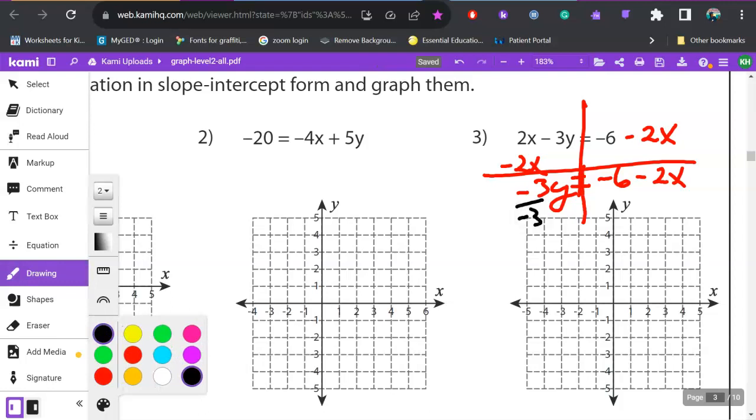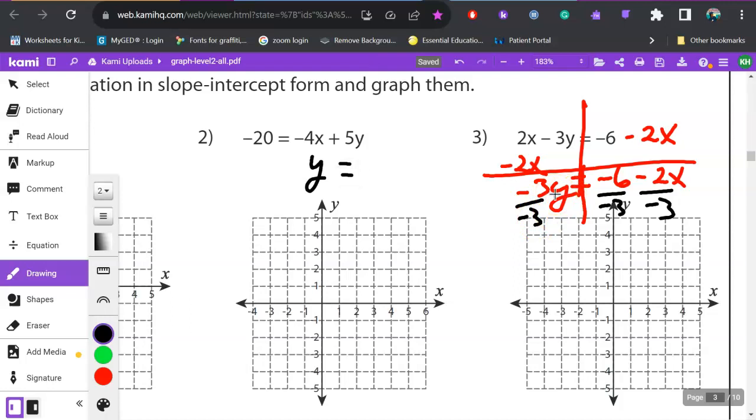-3 on both sides. Now, -3 will go into -3 one time, therefore leaving you y. I'm going to put that over there. And then reduce this fraction, -6 over -3. Oh, you do see this fraction is going to reduce to a +2. Did you see that? That's a +2. And then a -2x over a -3, that's going to be a +2 over 3x.